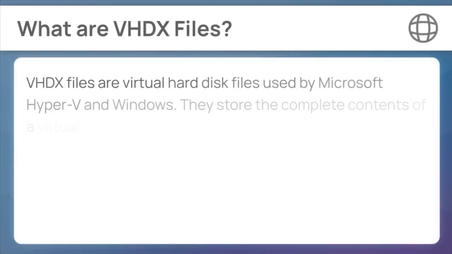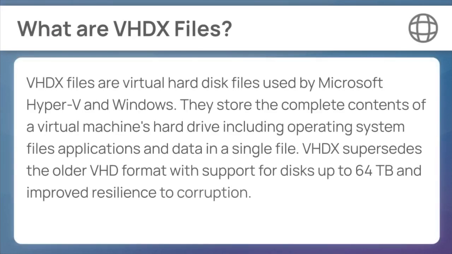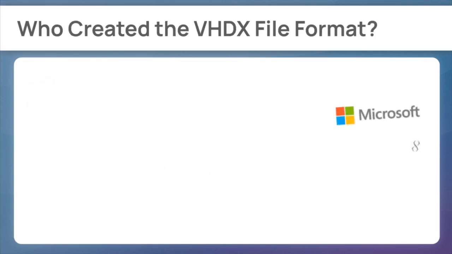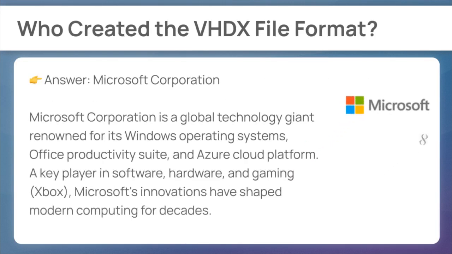VHDX files are virtual hard disk files used by Microsoft Hyper-V and Windows. They store the complete contents of a virtual machine's hard drive, including operating system files, applications, and data in a single file. VHDX supersedes the older VHD format with support for disks up to 64 TB and improved resilience to corruption.